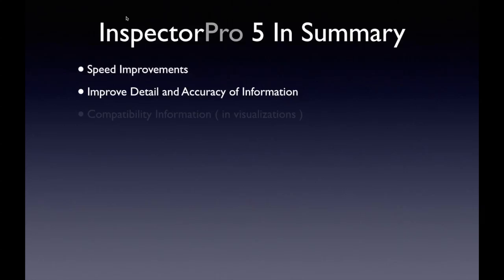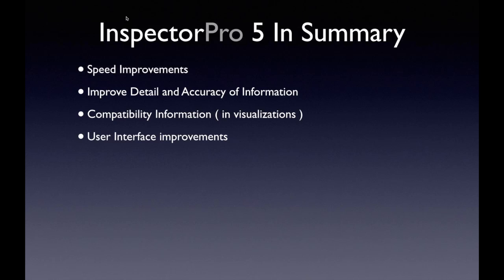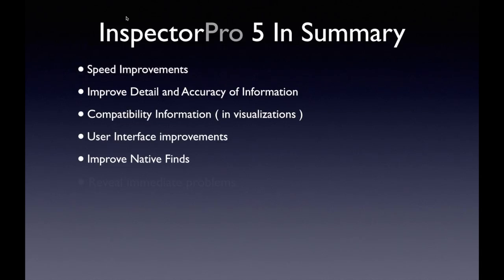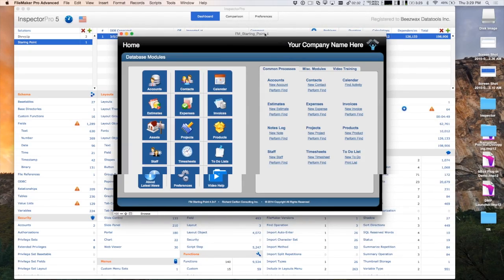So InspectorPro 5, in summary: speed improvements, detail and accuracy. We went the extra mile to categorize everything you can imagine about a solution. Compatibility and information are also available in the visualizations, which I'll show you when we get there. So a lot of user interface improvements, and native finds reveal immediate problems. That was one of the things that we were missing. Version 3 had that. Version 4 kind of said you have to go to detection, choose your preferences, and then run it. So what people were finding was when they ran a DDR, they didn't see any problems. So we brought that back, and that's very important.